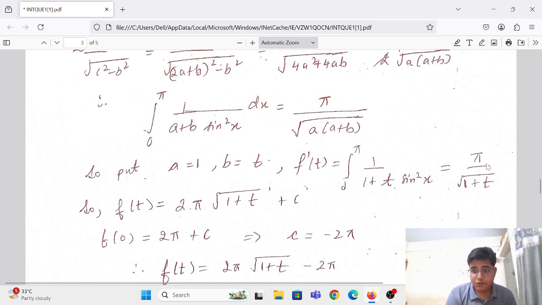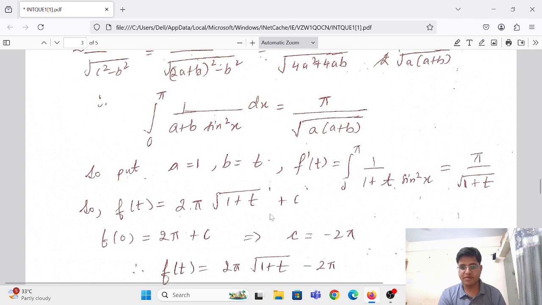Now if we have f prime of t as pi over root of 1 plus t, then f of t would be just the integral of it. And how will we integrate it? It's simple, it's just u substitution. So it's a standard result. You can see the 1 plus t, if put in the numerator, would be 1 plus t to the power of minus 1 by 2. It integrated with respect to t gives us 2 pi root of 1 plus t. So we got this over here.